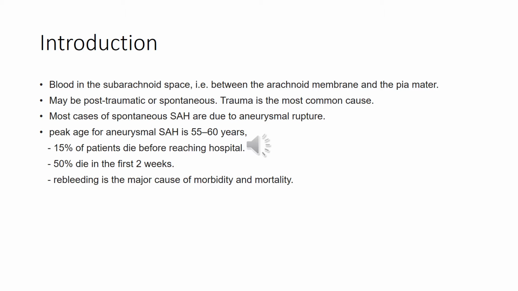Non-traumatic subarachnoid hemorrhage is considered spontaneous, and the most common cause of spontaneous or non-traumatic subarachnoid hemorrhage is ruptured aneurysm. The peak age for aneurysmal subarachnoid hemorrhage is between 55 and 60 years of age.